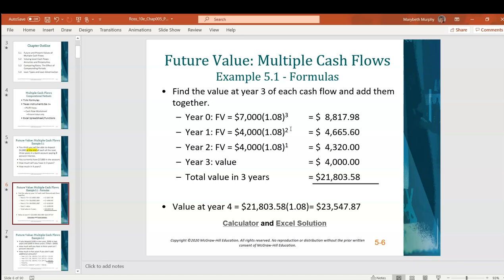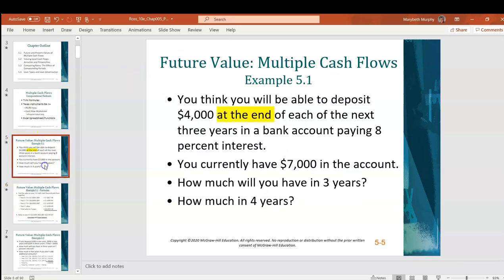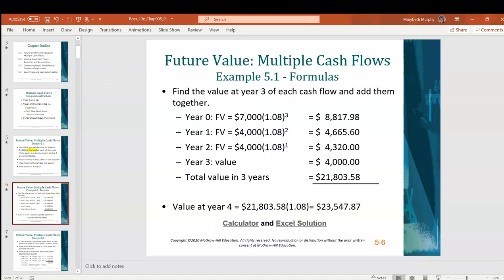Okay, so then the next question becomes, if we go back to the slide, it says, how much would you have in 4 years? All right, so if we have 21,803.58 in 3 years, in 4 years, we would earn 8% on that, and that would give us the value at the end of 4 years. So we're going to take that 21,803.58 times 1.08, and that gives you 23,547.87.